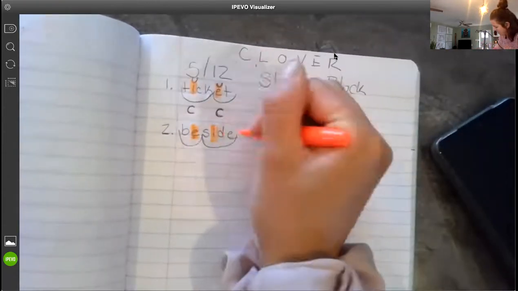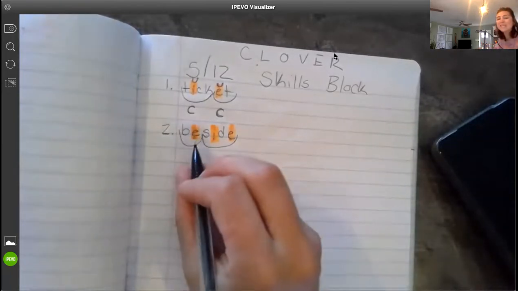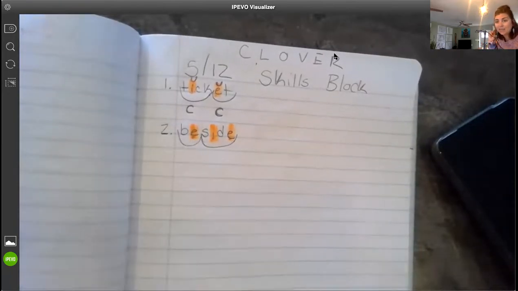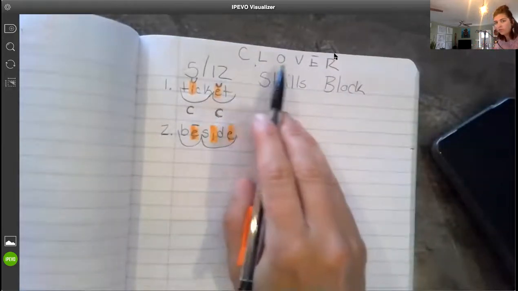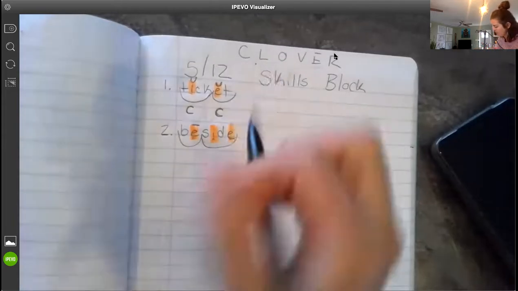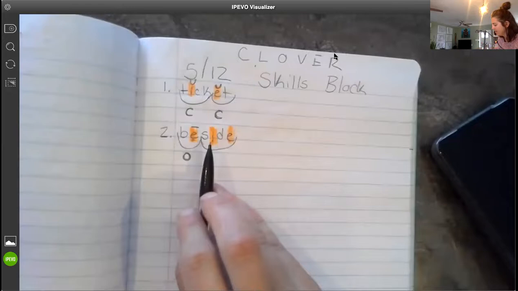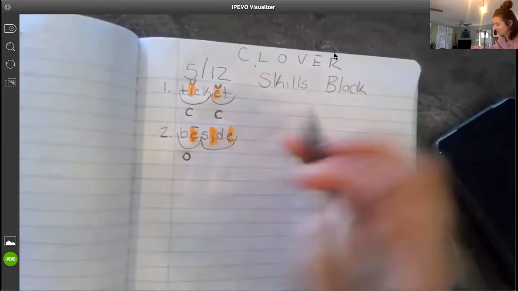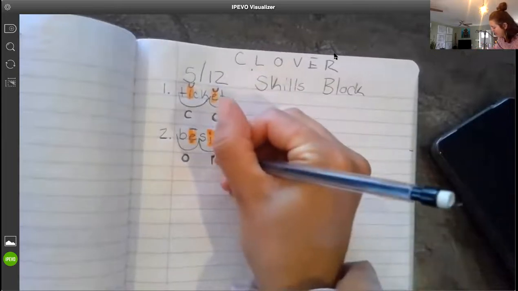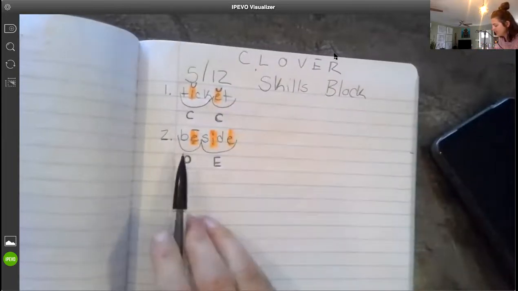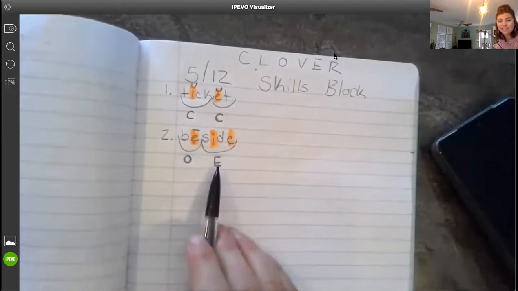B, S-I-D-E. So take a look at B. E. Does it say its name? Is it going to have a breve or a macron? A macron. So what clover concept is it? It is open. It says its name. I'm going to put an O underneath it because it's open. Now take a look at side. That I says its name. Is it open though? No, because it has an E to follow. So it's going to be silent E. I'm going to put an E underneath it. So this syllable concept is O. This syllable concept is E.